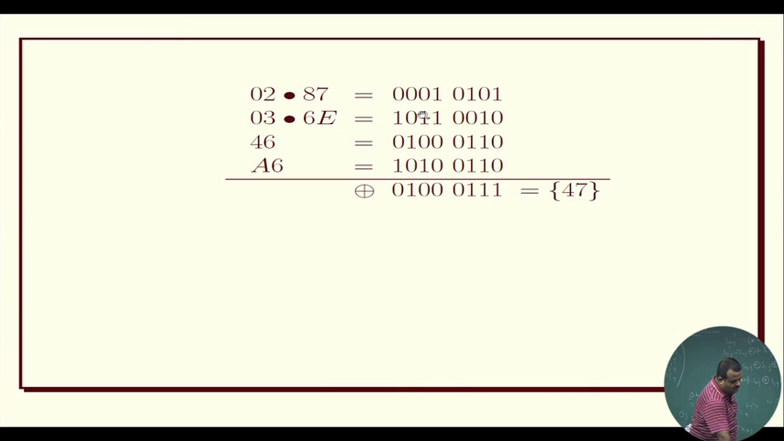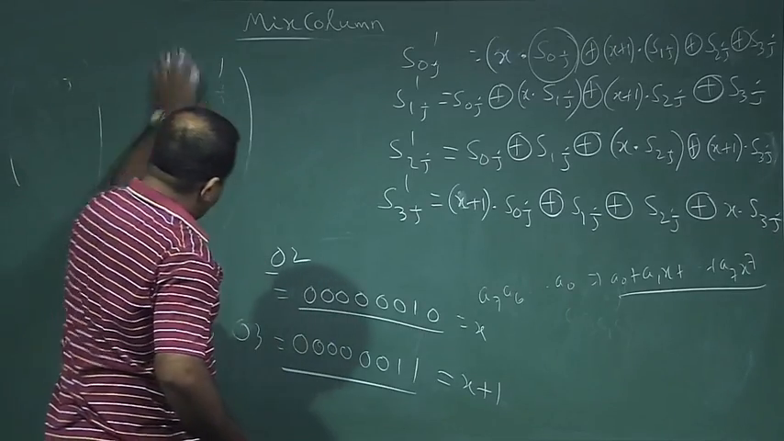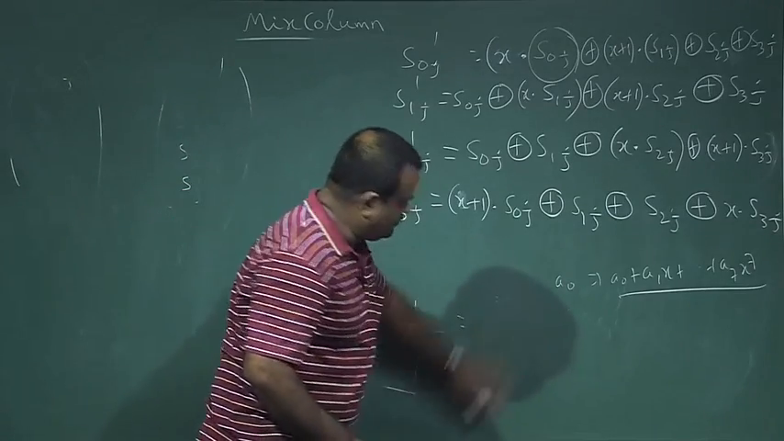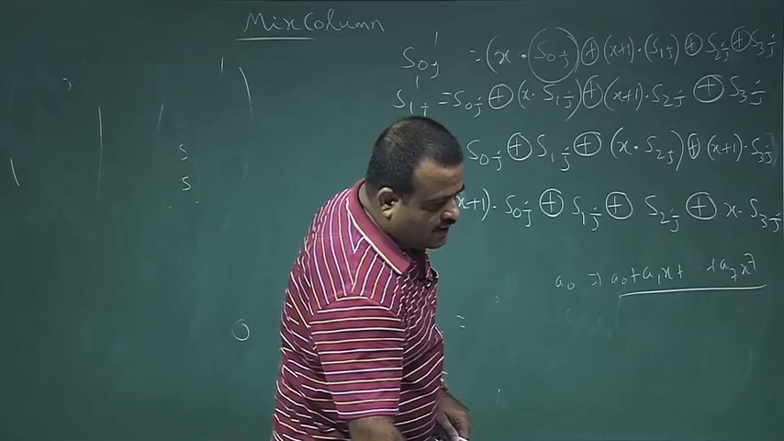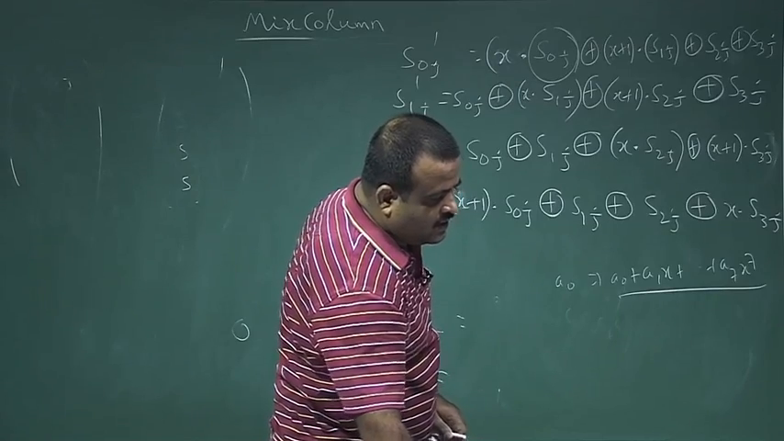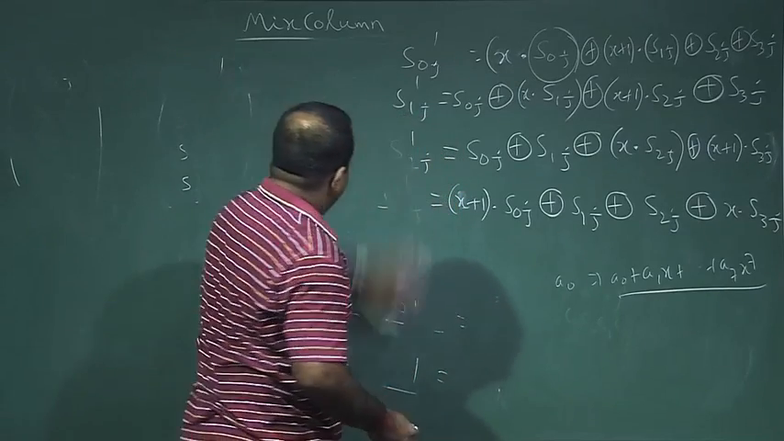Similarly, we can calculate x plus 1 into that, and this is also binary bits. Then we have the next 8 bits, and we are just doing the bitwise XORing with this, and we are getting 47. This is the first entry of that new column. So, this is the operation we are doing. This is the mixed column operation.